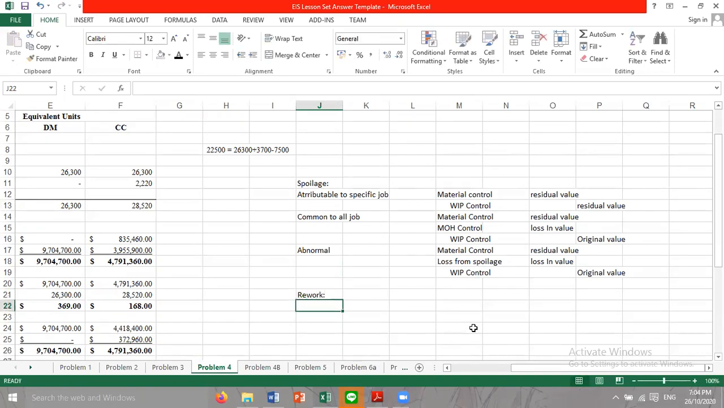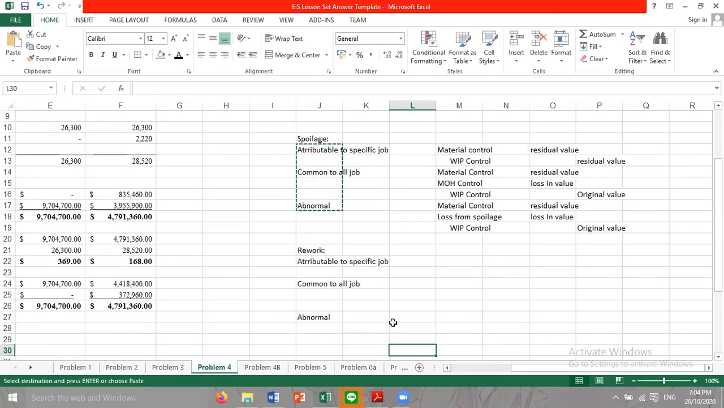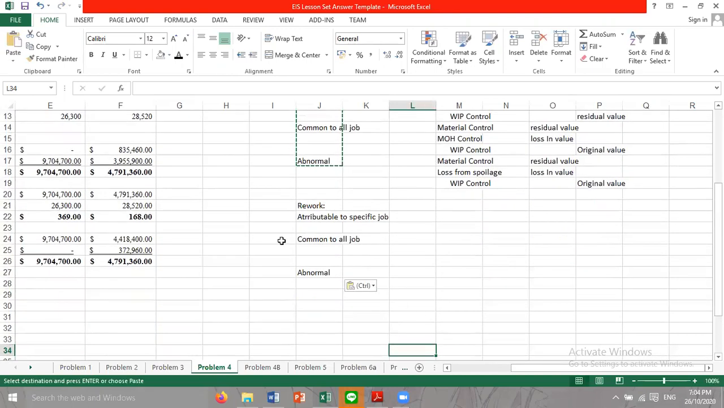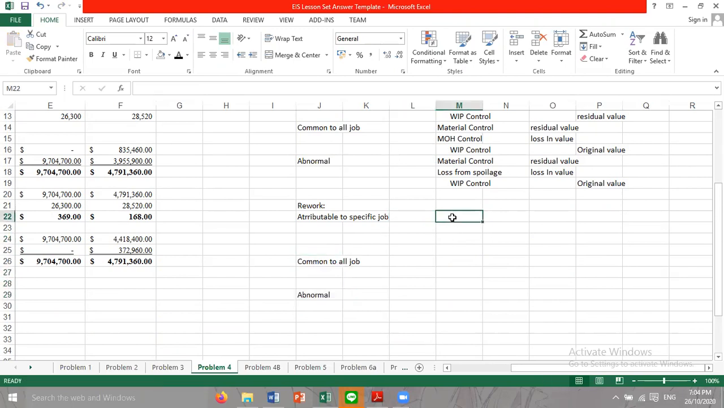Okay. Once again, rework can also be divided into 3 different scenarios: if it's attributable to a specific job, if it's common to all jobs, and if it's abnormal. If it's attributable to a specific job, the journal entry we need to make on a rework is WIP control, material control, wages payable control, and MOH allocated.